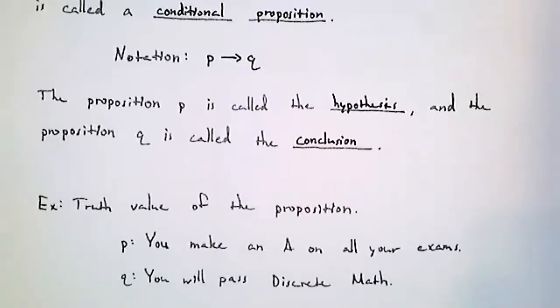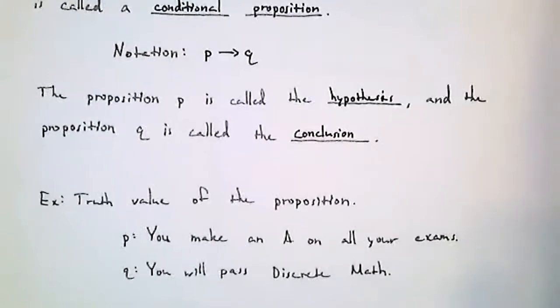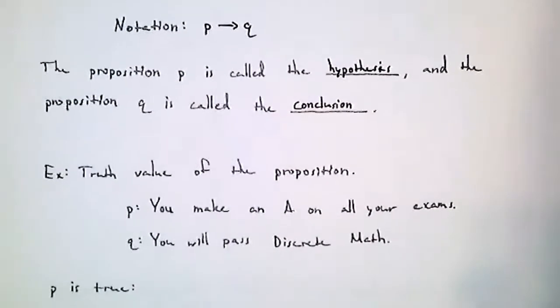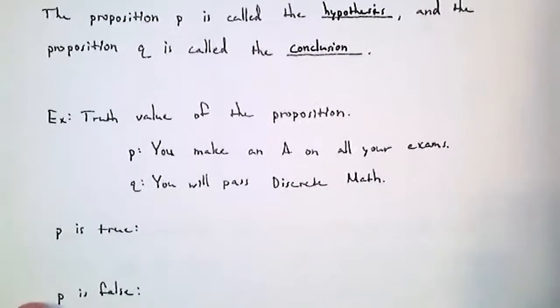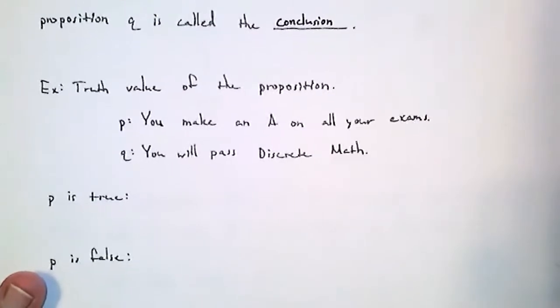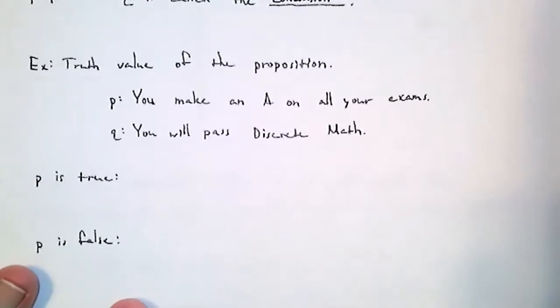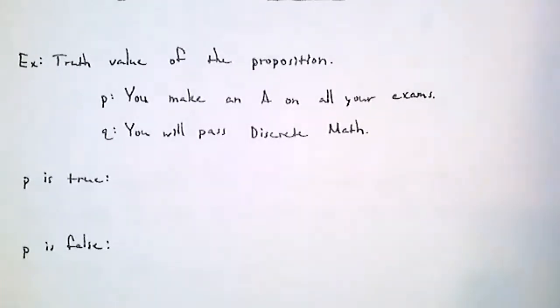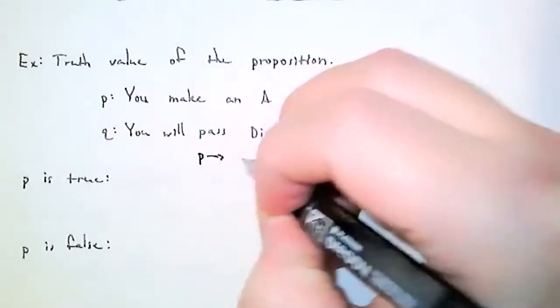So when is the conditional proposition true? That's the next thing we need to talk about. And we'll just look at the same example. So P is going to be, you make an A on all of your exams. Q is going to be, you'll pass discrete math. And we're still looking at if P, then Q.